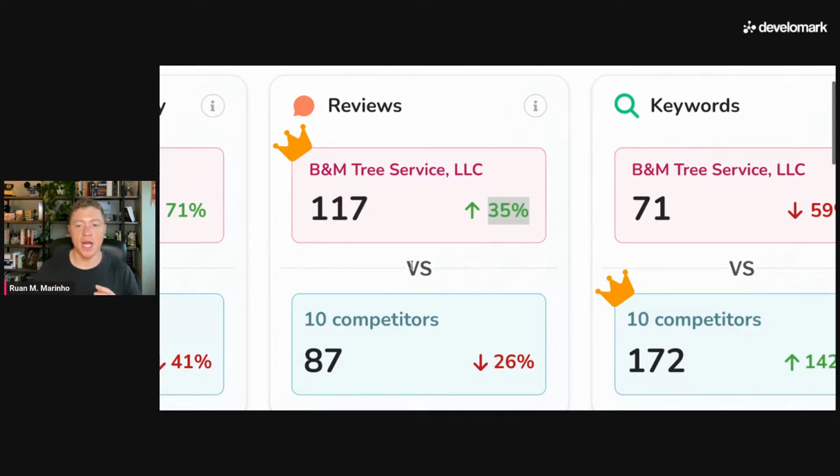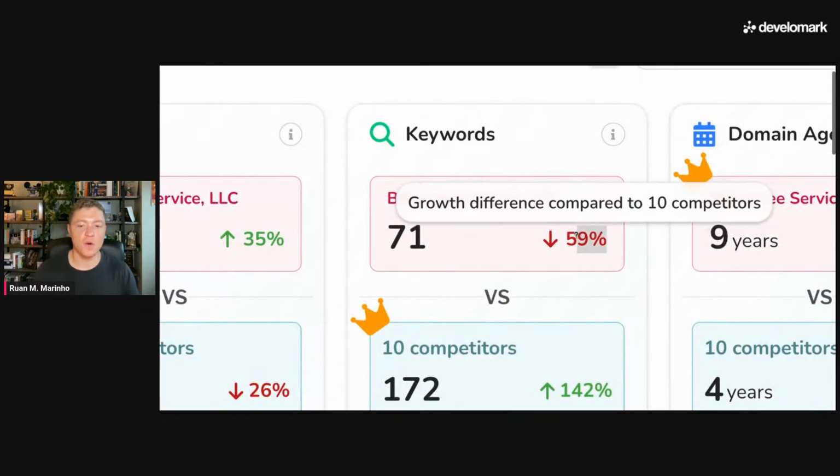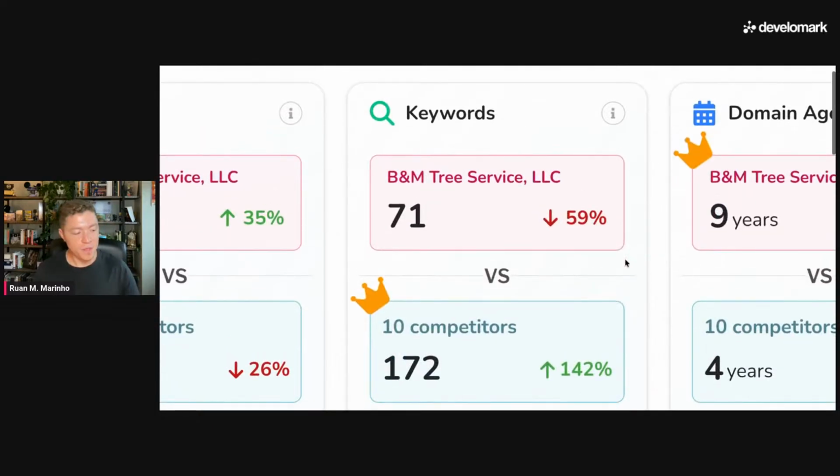Now, it's no shock that the organic traffic is 74% below, and their total amount of keywords is 59% below. But give me a second, I'm just going to take a sip of this water. I want to talk to you about the relation there because organic traffic and keywords go hand in hand. But because their domain authority is 71% above the market average, I'm going to be able to get more keywords on their domain instantly. It's not going to take us long to improve that metric.